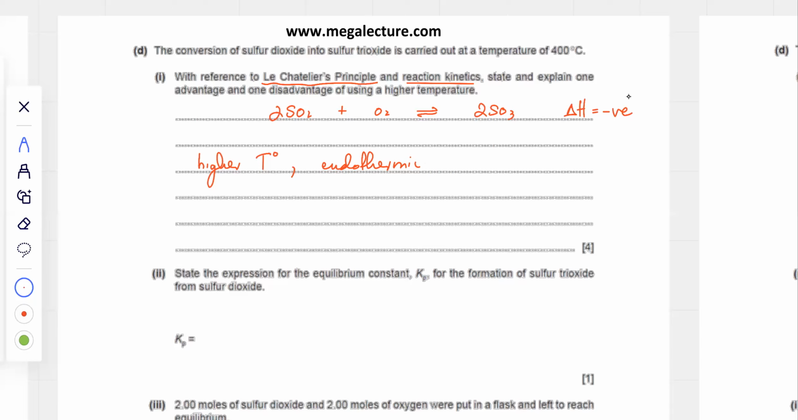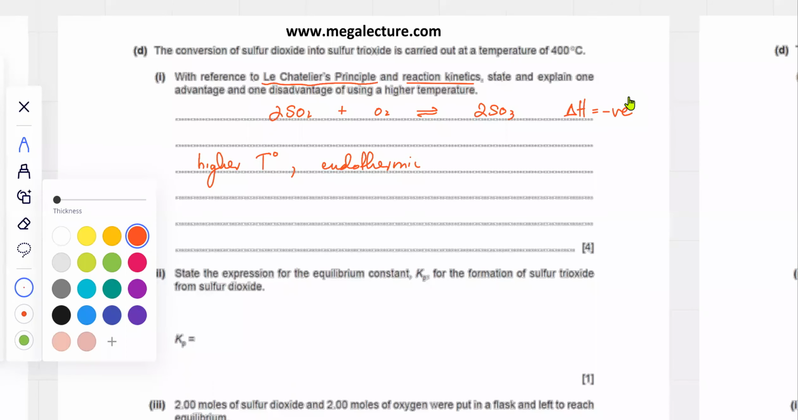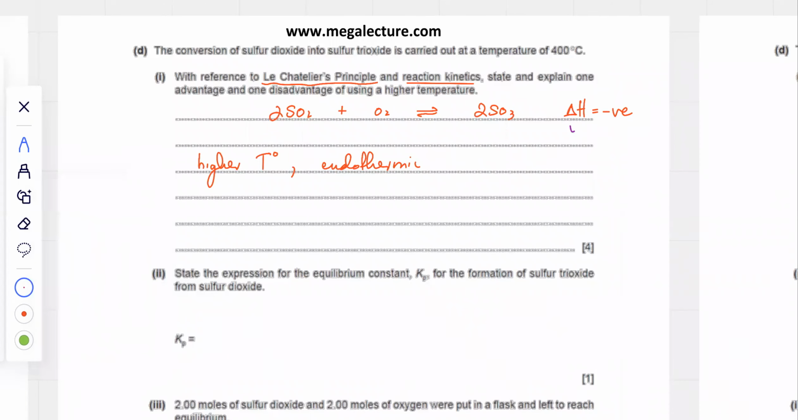Forward. The enthalpy change is given. It's negative. If it's negative, that indicates that the forward reaction is the one that's exothermic. So the forward is exo. The backward is the one which is then going to be endothermic. So the endothermic reaction is favored, which in this case is the backward reaction. So that's not a good thing.